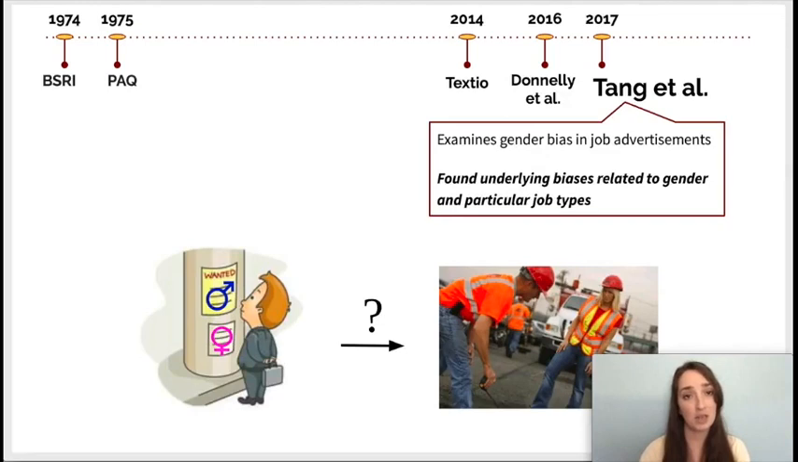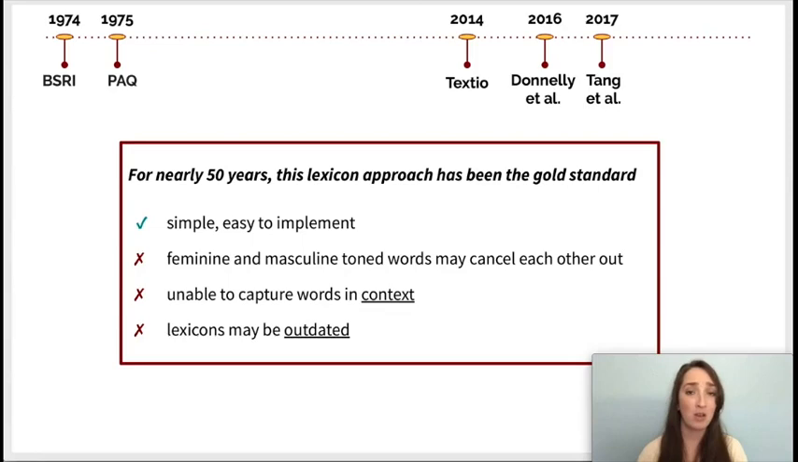And even more recently, some work that we did looked specifically at how these commercial products that measure gendered language in job advertisements actually perform when compared to recent perspectives on gender stereotypes in society. And we found that even by changing these particular words in job advertisements, people were no more likely to want to apply for that job. So, these lexicons have been used as a gold standard for nearly 50 years now, but we're not really sure how accurate they are. Yes, they're simple and they're easy to implement, but as I mentioned, the feminine and masculine words could cancel each other out.